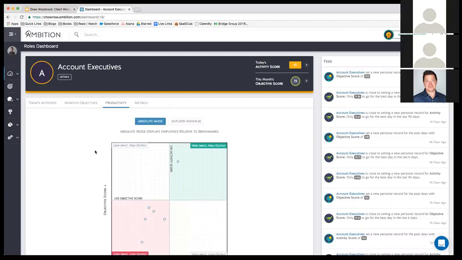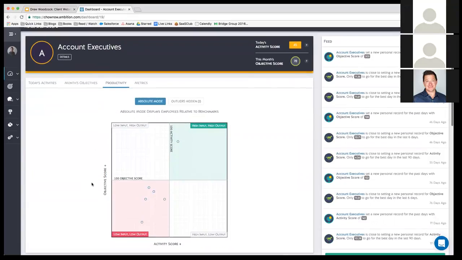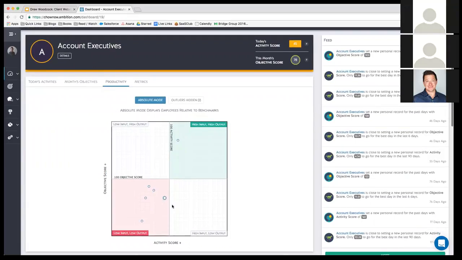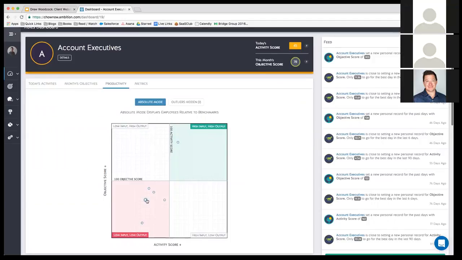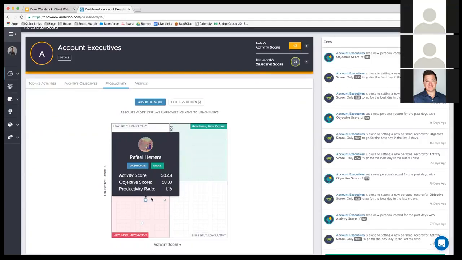They like to know where they stack up against their peers, and we have a great energy of inspiring each other and staying competitive in a healthy way. But at the end of the day, we all want to win. So I use this productivity quadrant to help people understand where they might stack up against the team, and how their activity is impacting their objectives.